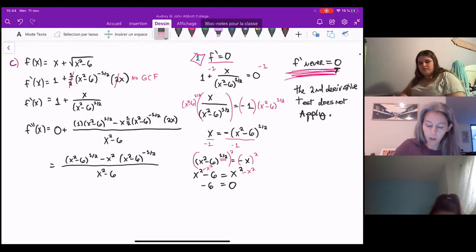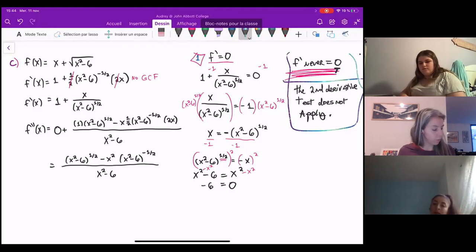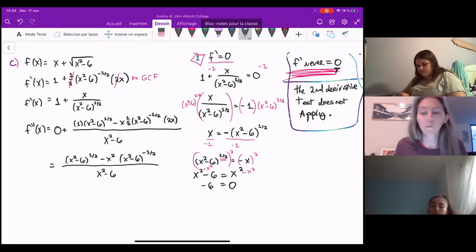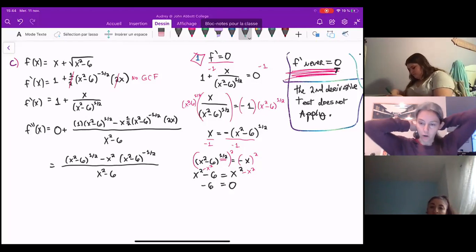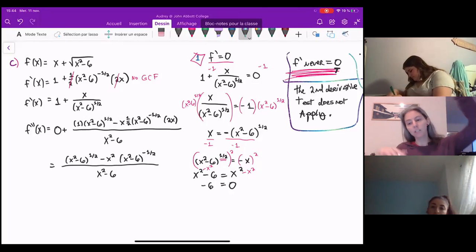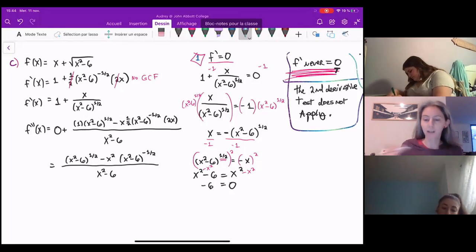Okay, and next class, we're gonna do one more of these because I wanted to do one more today where I didn't want to end on an impossibility. I wanted to have at least one after the impossibility. So we're gonna do one more, and then we're gonna sketch our first curve by combining the increasing, decreasing, and the concavity, and like the max and min stuff.